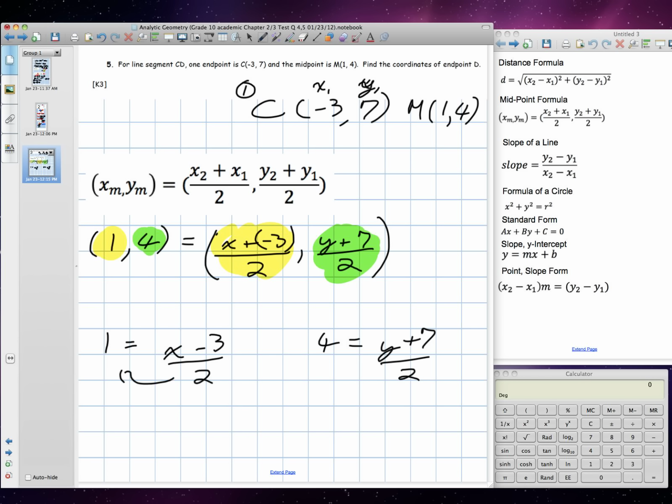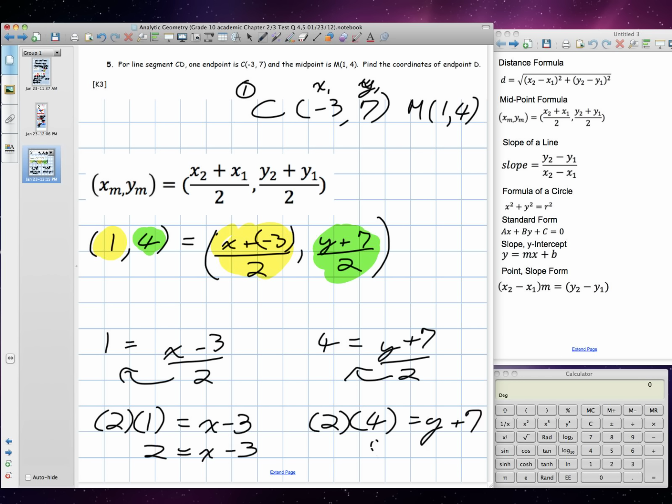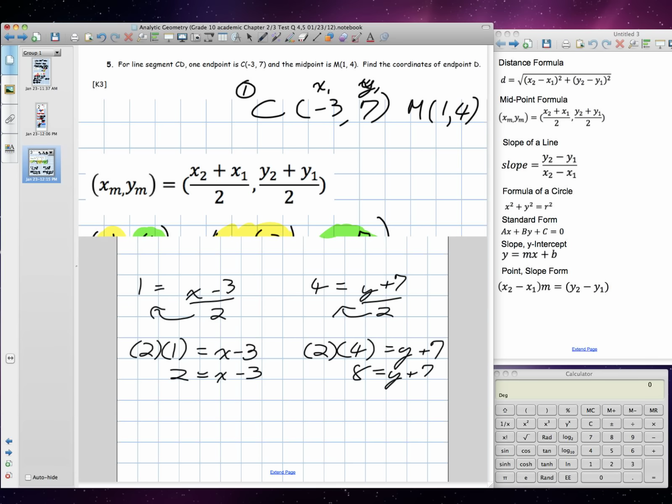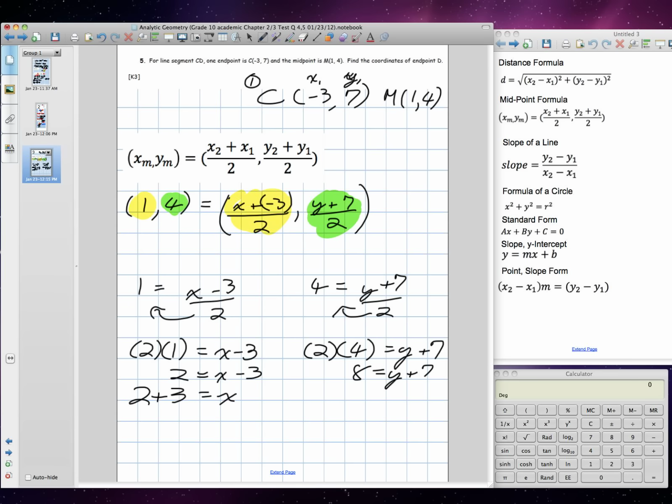When I bring 2 to the other side of the equation, it's multiplied. So 2 times 1 is equal to x minus 3. And we have 2 times 4 is equal to y plus 7. We'll get 2 is equal to x minus 3, and 8 is equal to y plus 7. When I bring 3 to the other side, 2 plus 3 equals x. And when I bring 7, 8 subtract 7 equals y. Our other coordinate, the x value is 5 and the y value is 1. So point D's coordinate is 5 and 1.